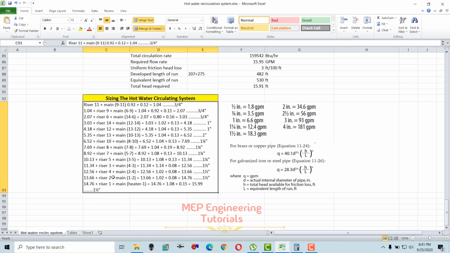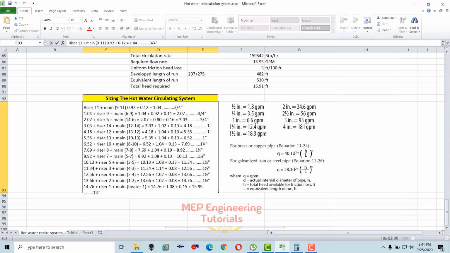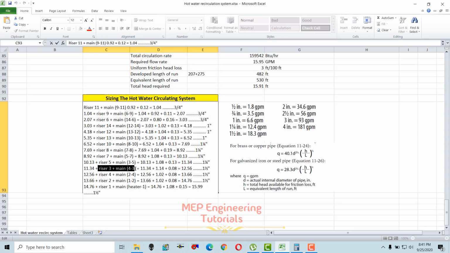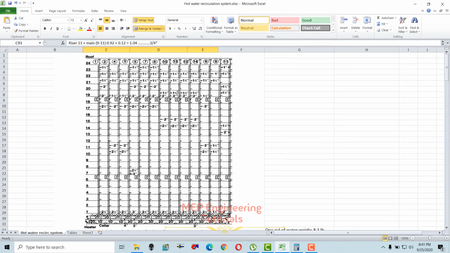So I'm gonna use some other example here now. Let's say I'm going to calculate for this one. You have to consider the previous one also. The previous one is 11.34 plus riser 3 and main 4 to 3. So riser 3 is in here and 4 is here, so we have to check the GPM for riser 3 and all the previous GPMs, plus riser 3 GPM, to get the size for this pipe segment.